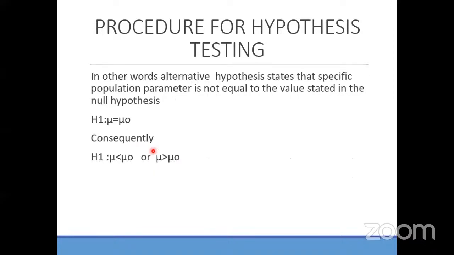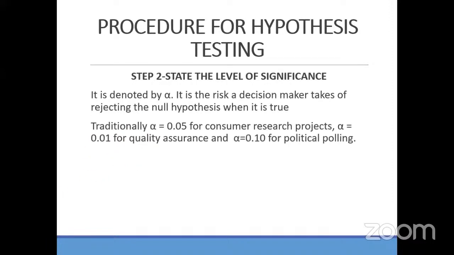So going forward, suppose I'm talking about the case of H1. If H1 is not equal to, that means either less than or more than. So if the alternate hypothesis has a not equal to sign, that means it is a two-tailed test, right?